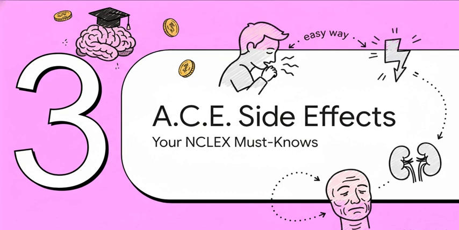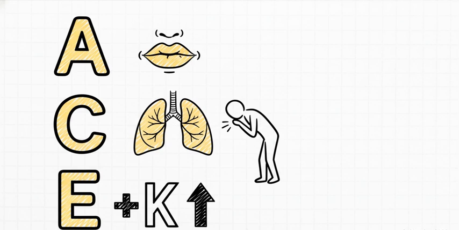All right, let's move on. This next part is pure NCLEX gold. If you only remember one thing from this whole review, please make it this. We're talking about the side effects, and I've got a super easy way for you to remember them. I want you to just remember the name of the drug class itself, ACE. A is for angioedema, C is for cough, and E is for elevated potassium, also known as hyperkalemia. Just burn that into your brain, ACE.